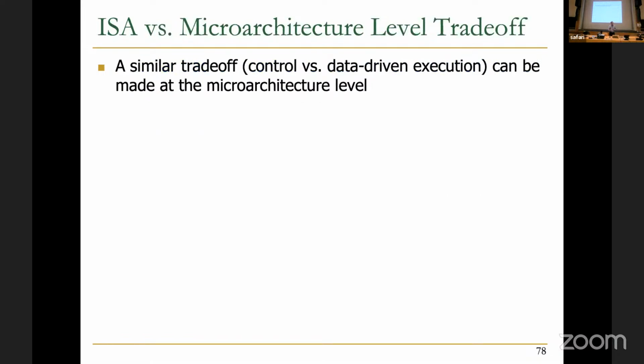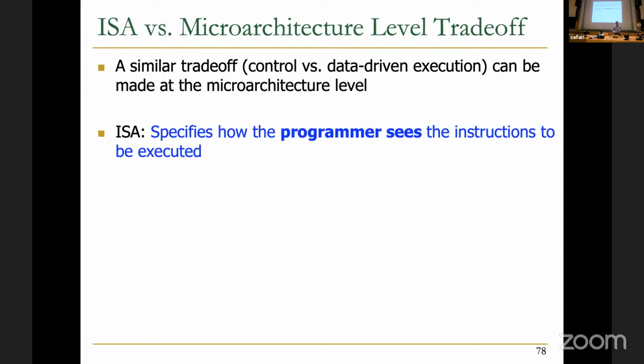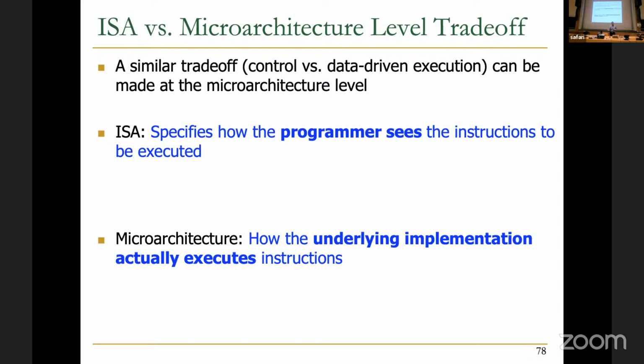But now we're going to move into microarchitecture. A similar trade-off, control versus data-driven execution, can be made at the microarchitecture level. Microarchitecture is invisible to the programmer. Let's take a look at it. So, ISA, as we discussed, specifies how the programmer sees the instructions to be executed, right? Microarchitecture is how the underlying implementation actually executes the instructions.